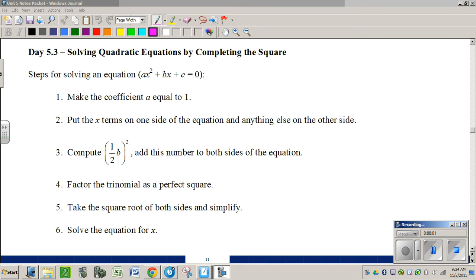Alrighty, starting off with 5.3. We're going to take a look at completing the square now to solve some quadratic equations. So there's different ways that you can solve quadratics. Last lesson we looked at factoring. Today we're going to look at completing the square.